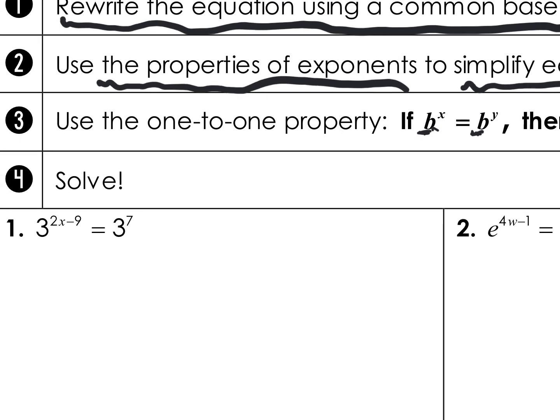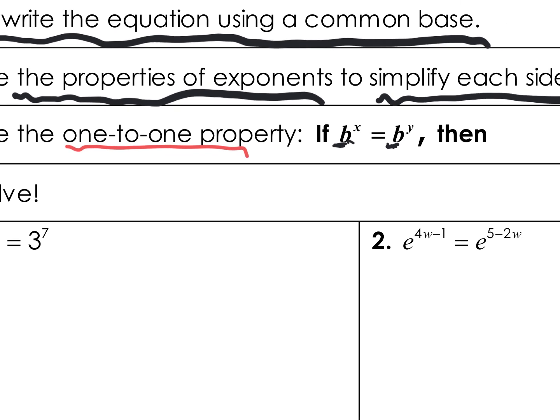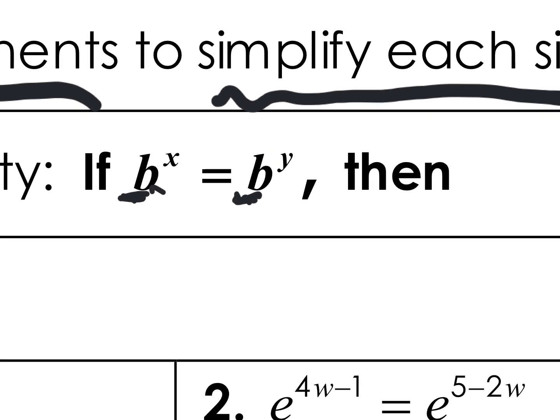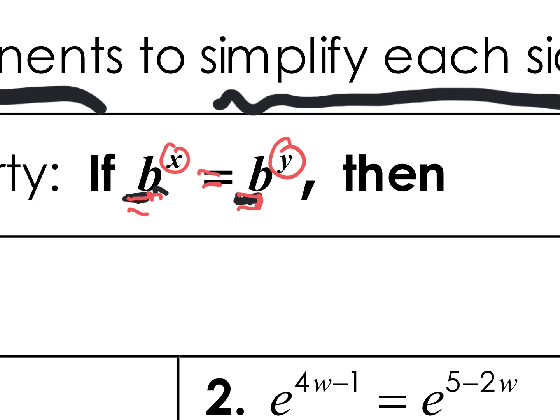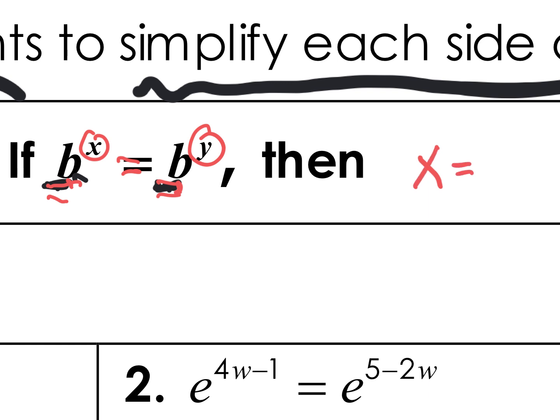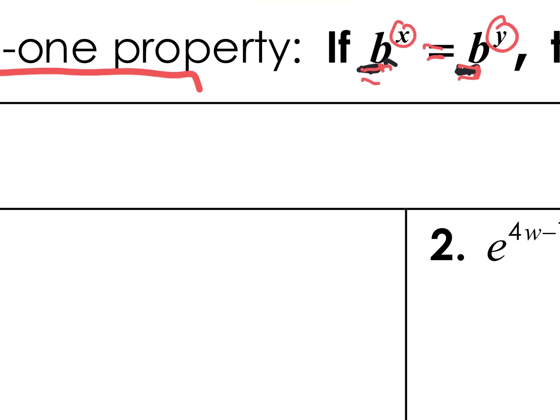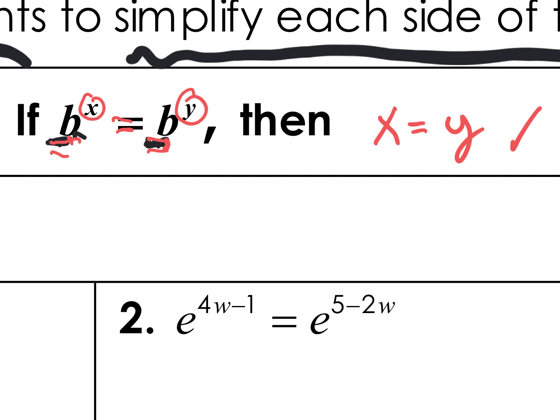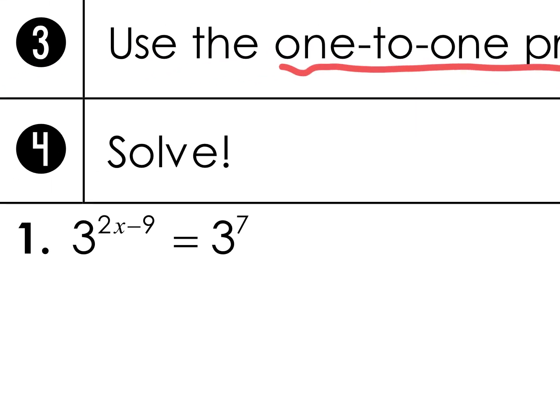And they're calling this, ladies, the one-to-one property. One-to-one means this. If these two are equal, and of course the b equals the b, then what else has to be equal? Yes, the exponents have to be equal. If the bases are equal and this thing is equal, then I'll know that the exponent x has to equal the exponent y. Now, the first couple aren't so bad. Oh, and by the way, once you set this up, then you need to solve the equation. We usually solve for x, okay?